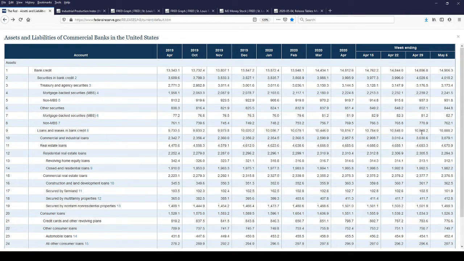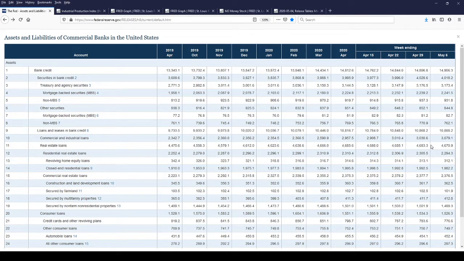Loans and leases at all commercial banks are up now only 20 billion. So we're seeing a slowdown. We saw 20 billion last week, 20 billion this week. So we're seeing a trend slowdown, though not a slowdown in commercial and industrial lending. That is still pretty ridiculous, up almost $50 billion, which is insane.